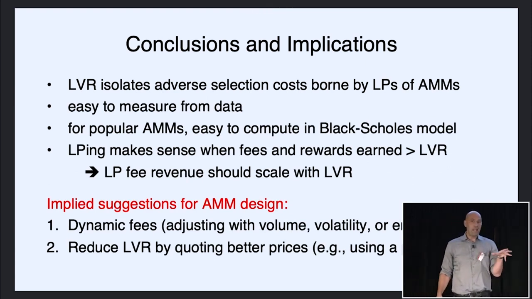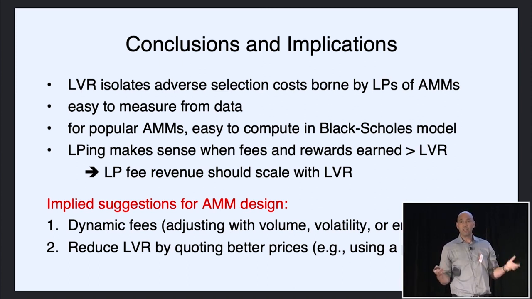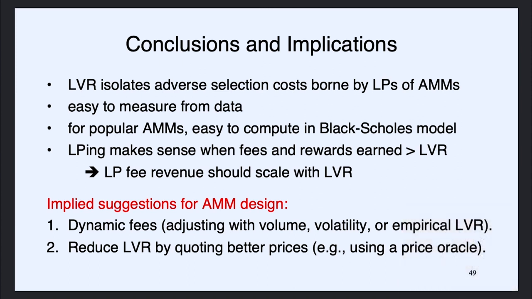Now remember, lever depends in particular on volatility, actually as sigma squared. So if the volatility doubles, all of a sudden you need the fee revenue to go up by 4x. So if you want to design an AMM so that the fee revenue generated is scaling with the lever, you might want to think about dynamic fees. You need to be worried about volatility. You need to be worried about volume. You could either have fees that depend directly on those two quantities, or you could even just measure what the historical lever has been recently and use that to adjust fees.